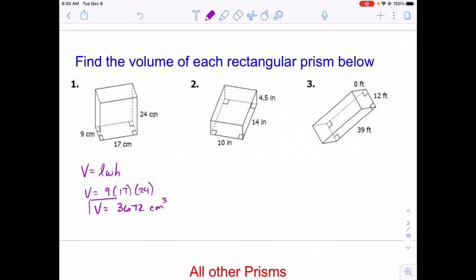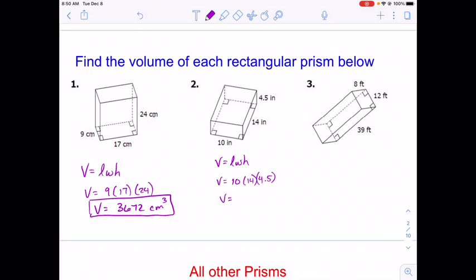So volume is always measured in cubic units. So the units are always going to be cubed. So in number 2, we're going to have cubic inches, and number 3, we're going to have cubic feet. So once again, get in the habit of writing down your formulas, even though you may not know exactly how to work it. It's good to get in the habit of this. That way you always know which formula you're using. So if you make a mistake, you can go back and look to see where you did something wrong.